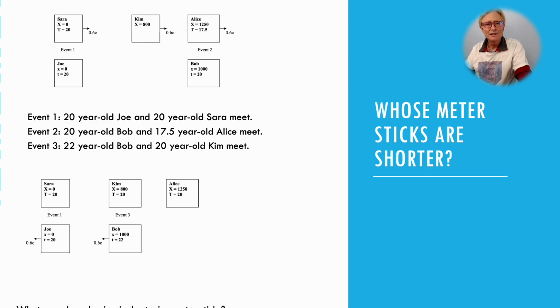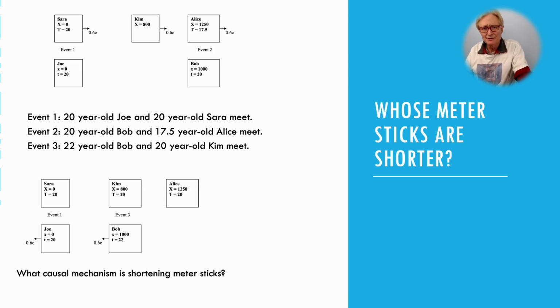So, what causal mechanism is shortening meter sticks per this relativity of simultaneity? None. Length contraction is not a dynamical effect. It's a kinematic fact that follows necessarily from the observer independence of c as required by the relativity principle with Maxwell's equations.